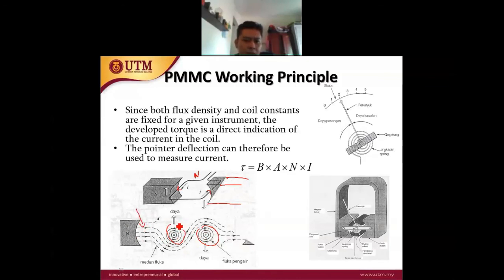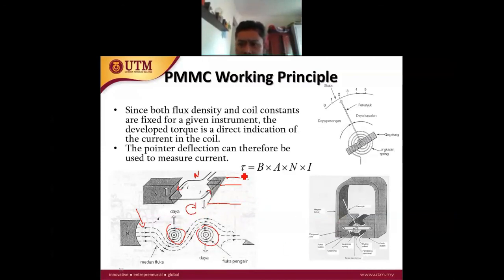Then the force produced on each side is complementary to each other. They are not opposing. They are complementary, meaning that the amount of force produced on each side makes it turn in a certain direction, in this case, clockwise.